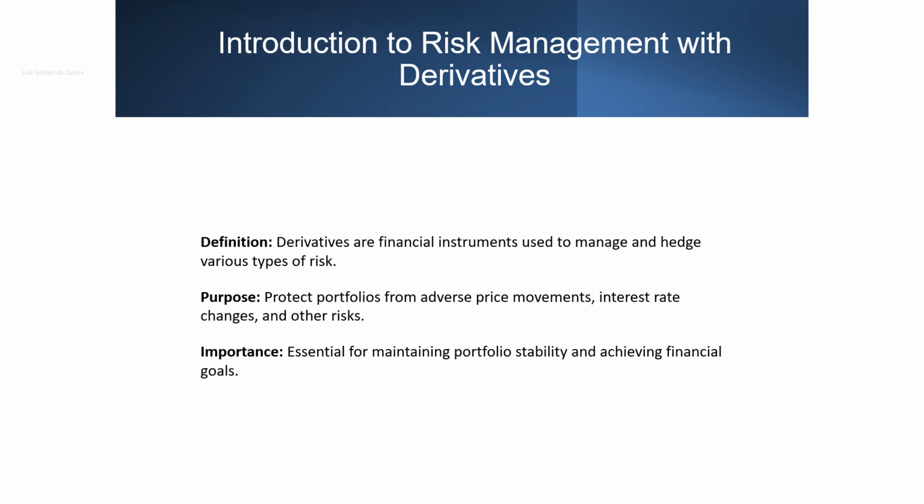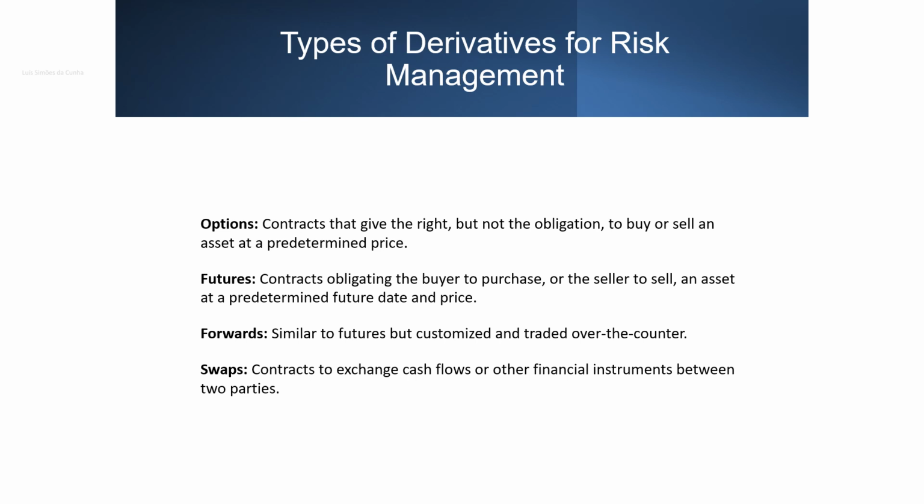Risk management with derivatives involves using financial instruments to hedge against various types of risk, such as price movements and interest rate changes. This is essential for protecting portfolios, maintaining stability, and achieving financial goals. There are several types of derivatives used for risk management, including options, futures, forwards, and swaps.